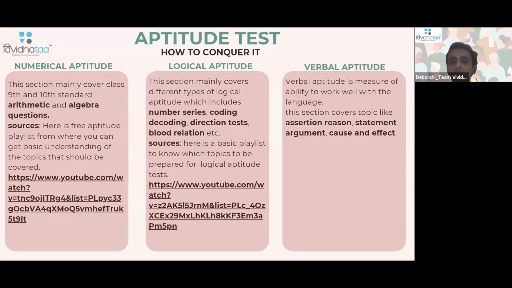Verbal aptitude is a measure of your ability to work well with language. This section covers different types of topics like assertion, reason, statement, argument, cause and effect. For this part, you can use different YouTube videos and also books, and in a similar way to numerical aptitude and logical aptitude, you can also prepare for this verbal aptitude section.